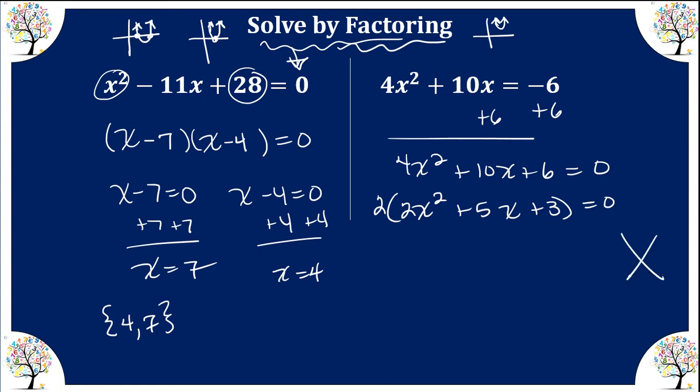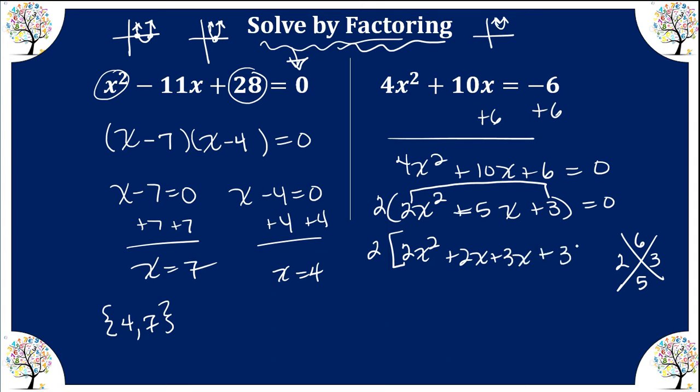Now I'm going to use my graphic organizer and multiply 2 times c, which gives me 6, and then my b value is 5. So we're asking what times what gives us 6 but adds to 5. So that's going to be 2 and 3. So we are solving by grouping here. We're going to rewrite the 5x into 2x and 3x. So that still has that value of 5x.